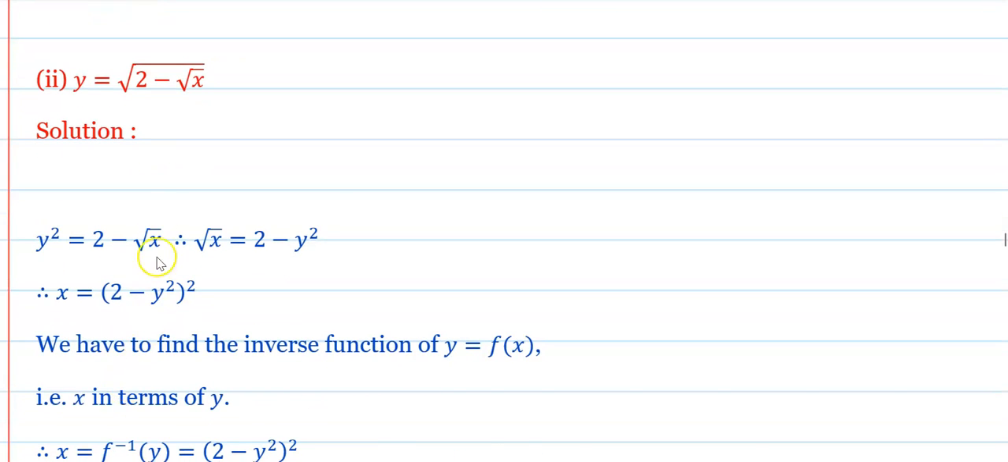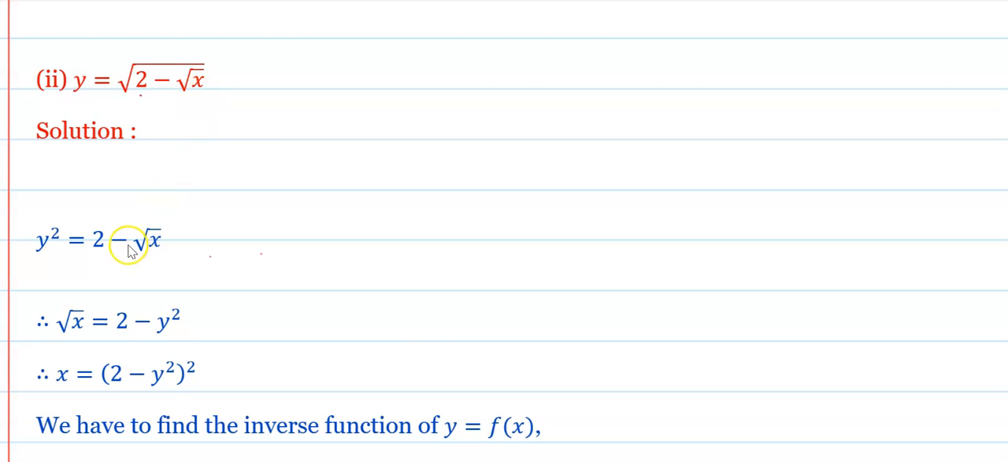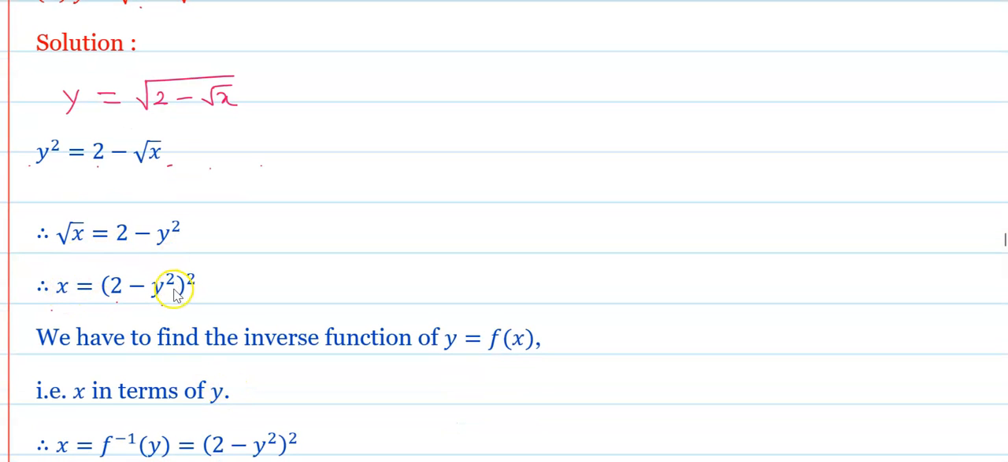Now the next question. y is equals to root of 2 minus root x. Okay. Now squaring on both sides, then you will get y square is equals to 2 minus root x. Again, this root x is equals to 2 minus y square. Okay. Again, squaring on both sides, then you will get x is equals to bracket 2 minus y square bracket square. Here we have expressed x in terms of y.